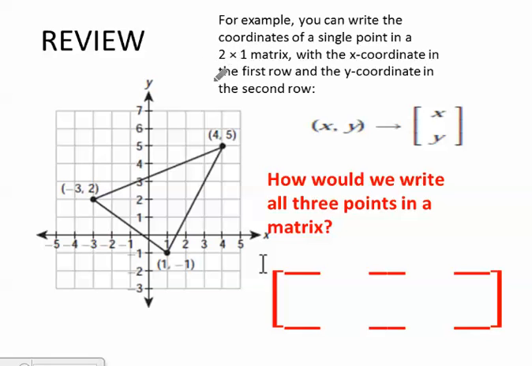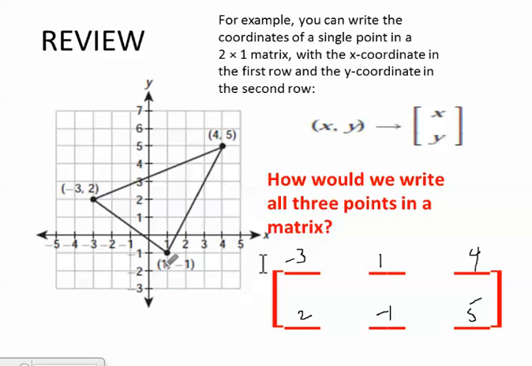Okay? So, you could write the coordinates for a single point as a 2 by 1 matrix. You put the x, y just like this, x over y. And then put the first point in the first column and the second point in the second column. You put the points' x in the first row and the y in the second row. So for example, this one would be -3, 2, 1, -1, and 4, 5.